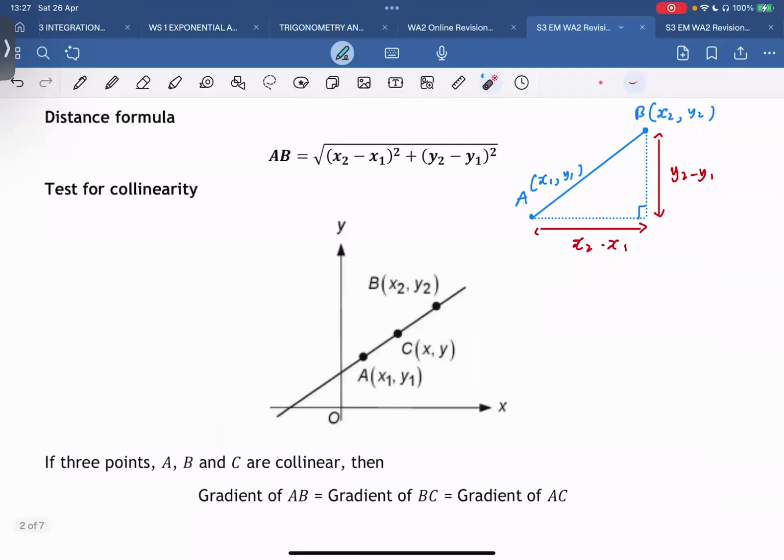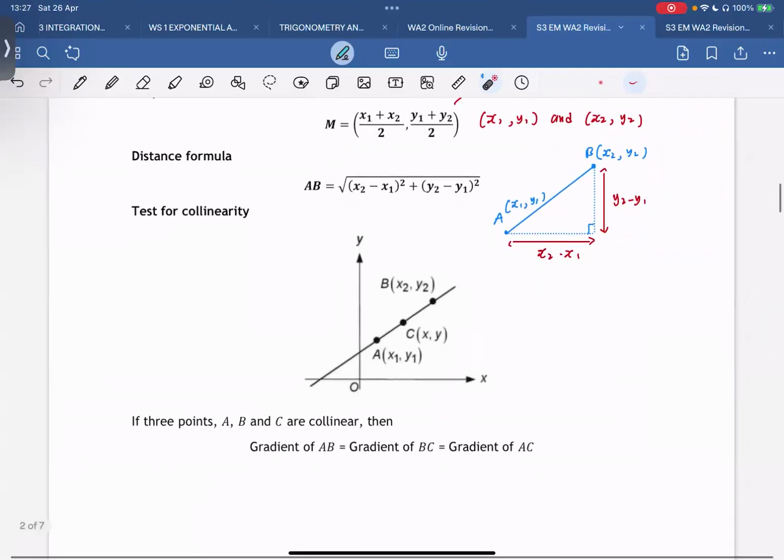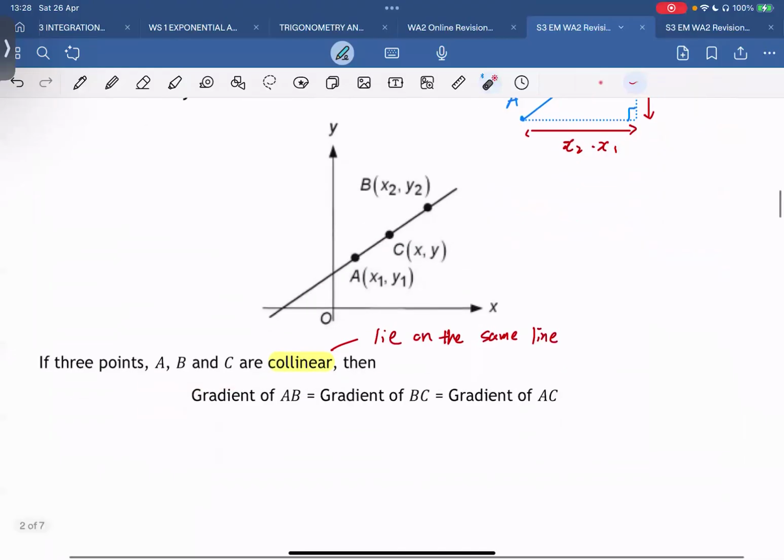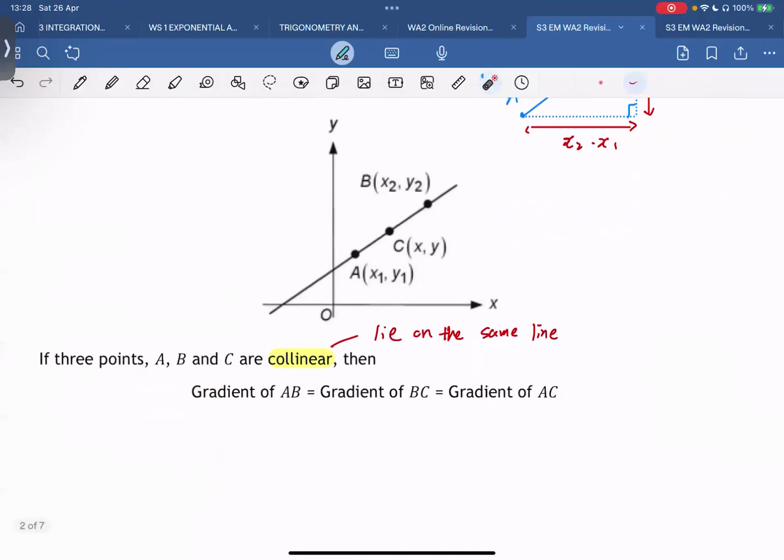And lastly, if 3 points A, B, and C are collinear, so the word collinear means lie on the same line. So if A, B, and C are collinear, it just means that gradient of AB must be equal to gradient of BC, which is also equal to gradient of AC.